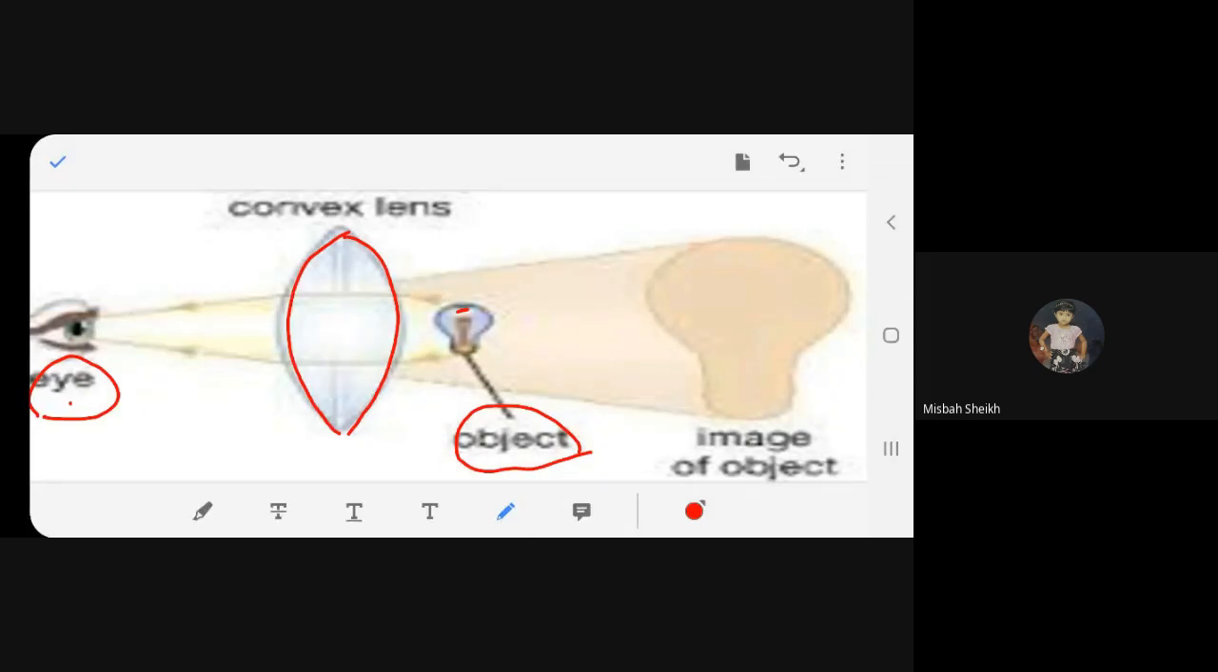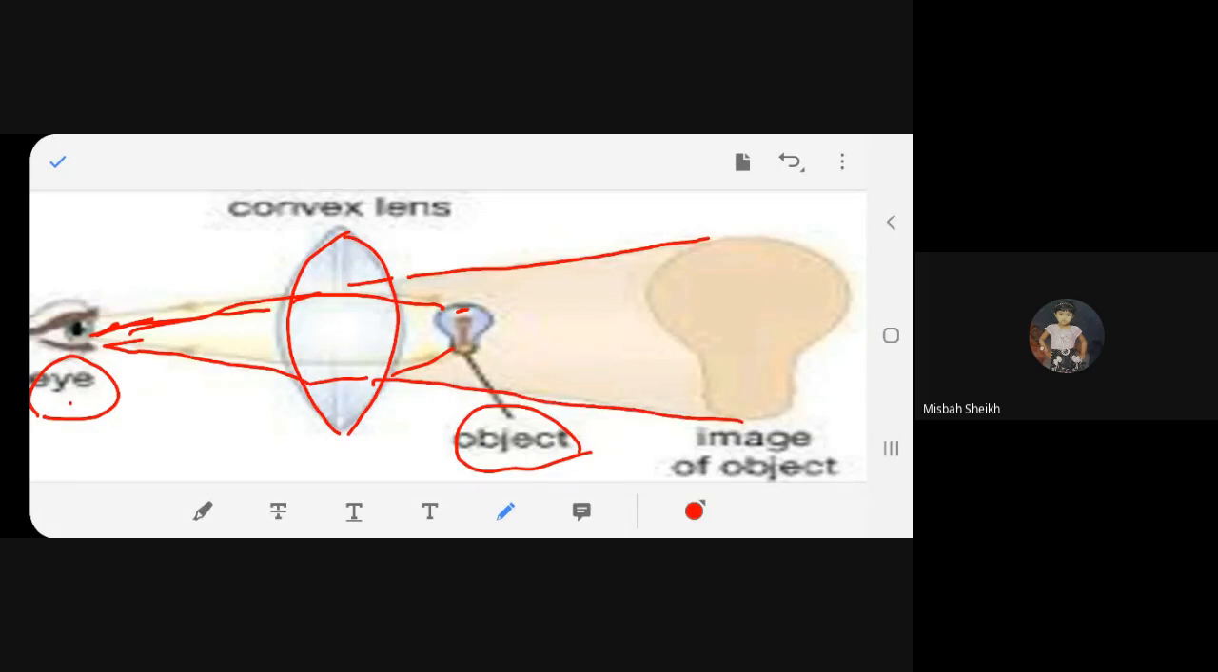So what will happen? It will go and then it will focus. So where is the focus? It's in the eye, isn't it? Focus is in the eye. Then only I can see. Now from here, it will be bigger. So the image of the object, that is the bulb, will show as a huge bulb, a magnified bulb, an enlarged bulb.